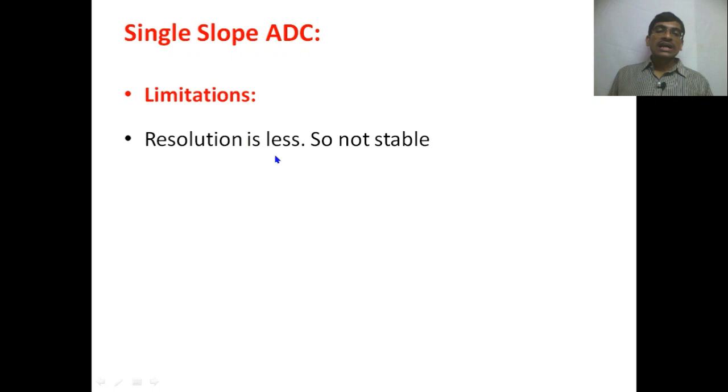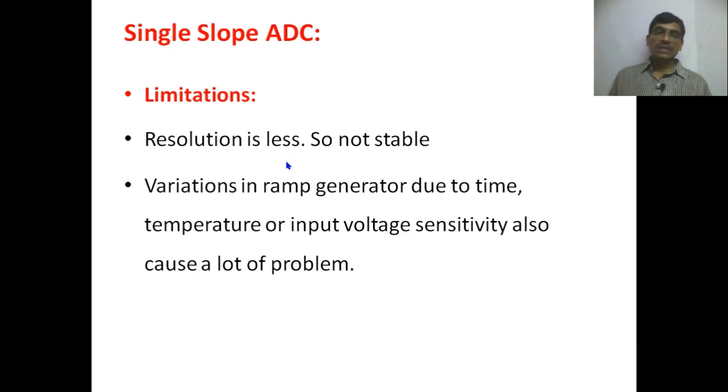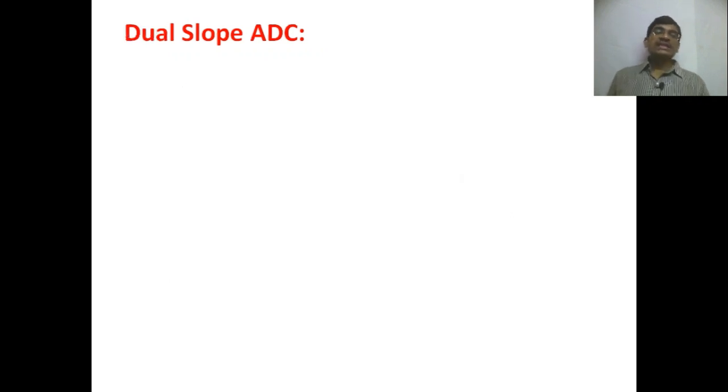Next we are going to see the limitations of the single slope ADC. The resolution is less, so it is not stable. Variation in the ramp generated due to time, temperature and input voltage sensitivity also causes a lot of problems. It will cause wrong results at the output, so the result may vary. These are all the limitations of the single slope ADC, so we are going for the dual slope ADC type.